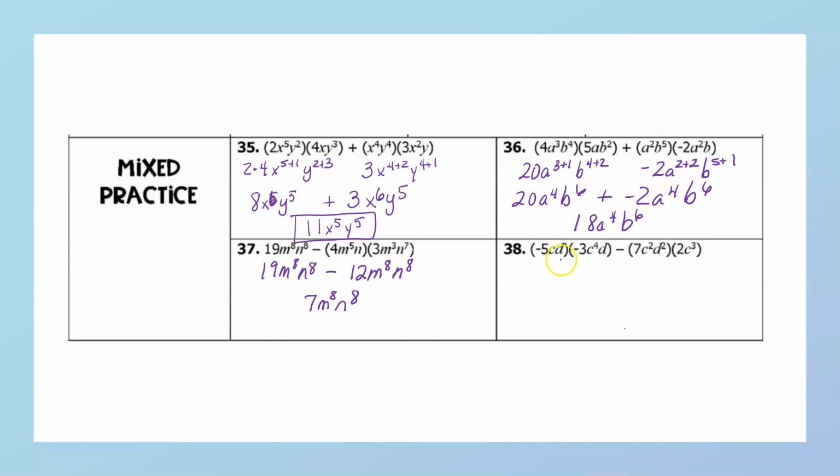All right, here I have negative 5 times negative 3, 15. C to the 1 plus 4 power is c to the 5th. D to the 1 first power, 1 plus 1 is d squared. So here I have 7 times 2, which is 14. C to the 2 plus 3 is 5 power. And then d squared. These are like terms, so we can subtract them. So I have c to the 5th, d squared. You don't have to show all these steps, but I showed them to you as a process. That's it.